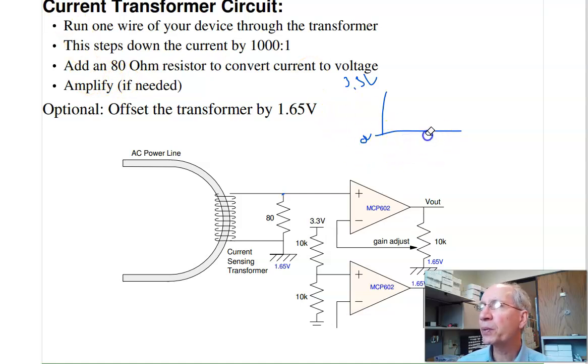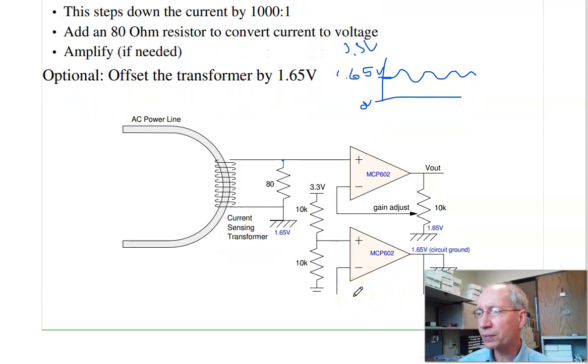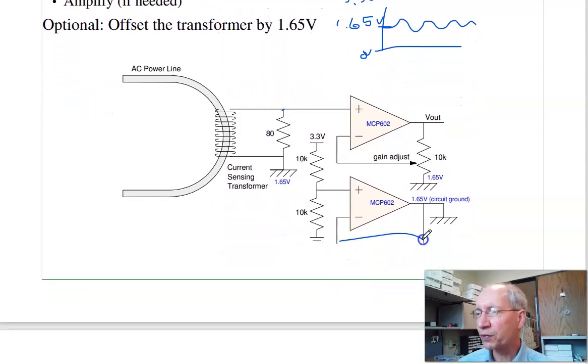If I offset it by 1.65 volts, midband, then I can measure the AC current relative to 1.65 volts. To do that, I'm going to create a 1.65 volt reference. This is just a voltage follower. This is 3.3 volts divided by 2, which gives you 1.65 volts.